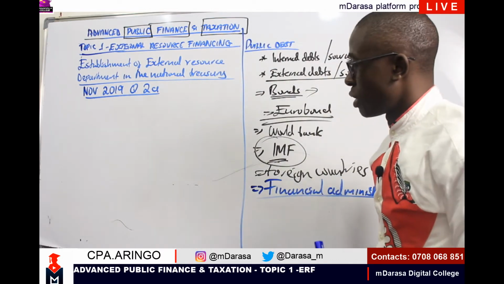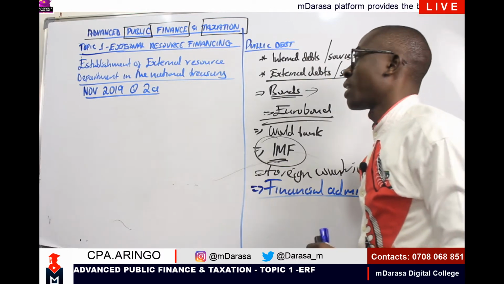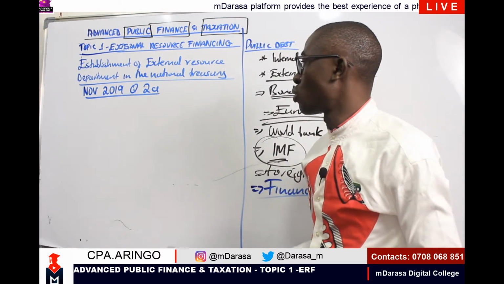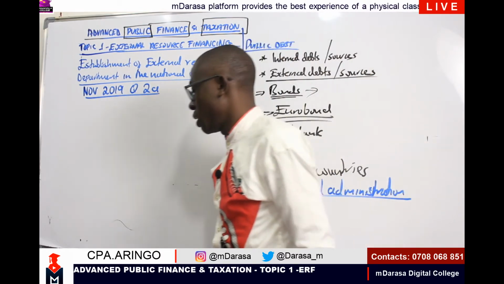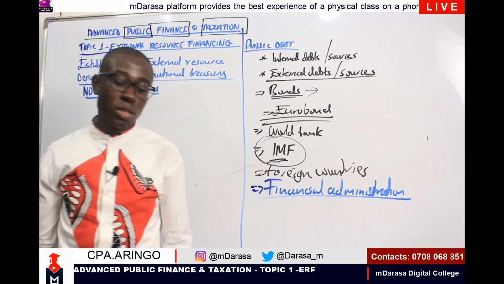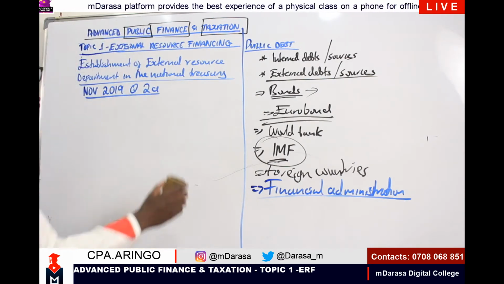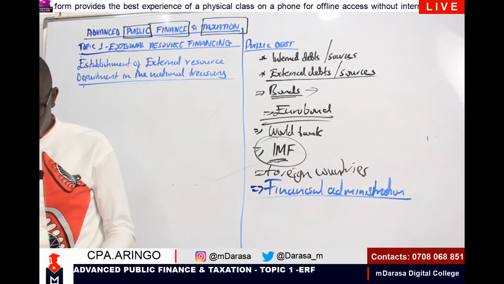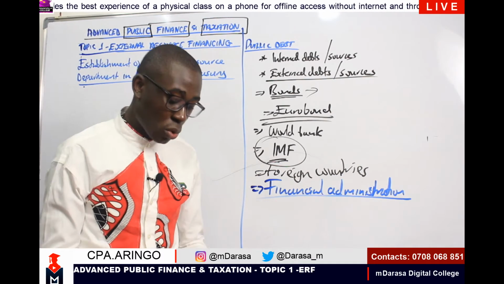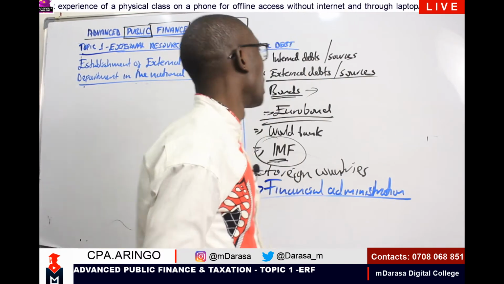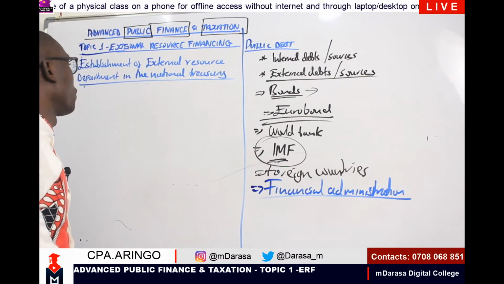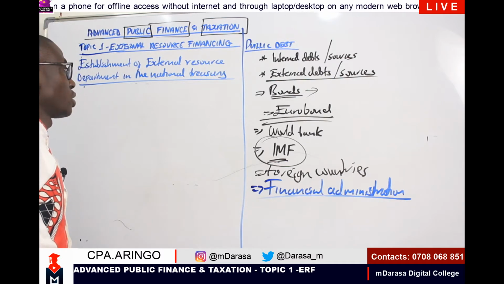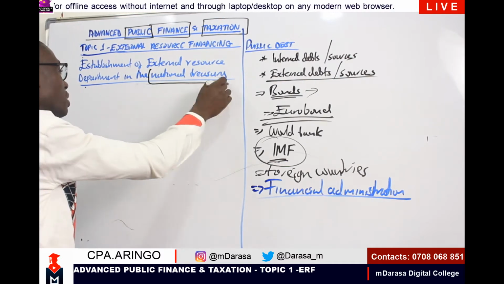In our class, we mentioned that today we are going to start with the establishment of the external resource department in the National Treasury. To do that, we are supposed to look at this question, November 2019, question number 2A. But before you go to that question, it will be very important for us to go deep into that and look at the following. Anytime you are talking about, remember the concept is the establishment of the external resource department in the National Treasury, dissecting the National Treasury, some of its roles and why it was established.